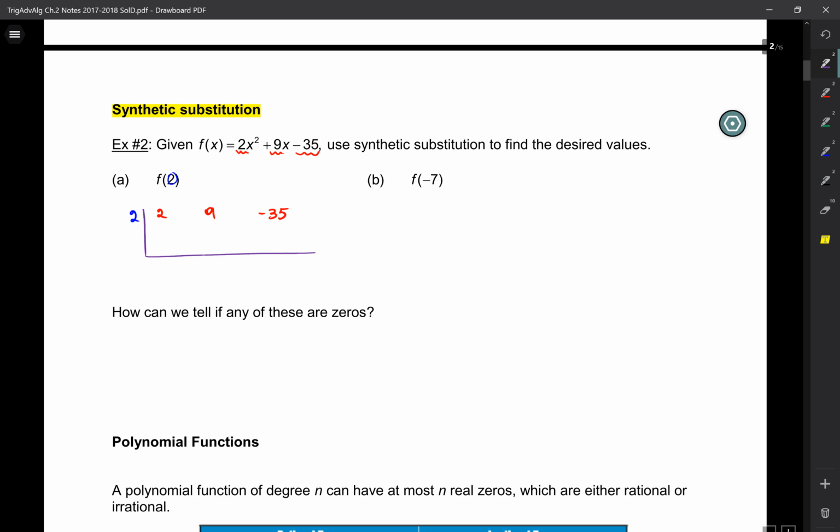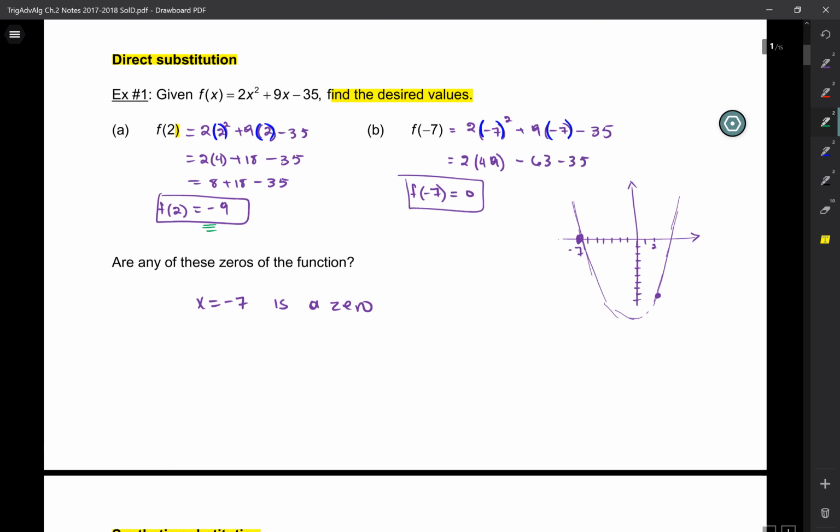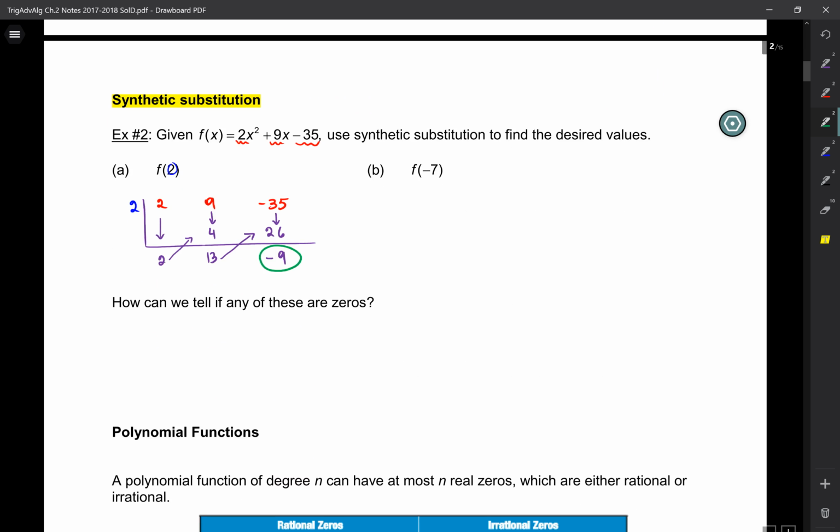Okay, so now here's what happens. The 2 comes down for free. Whatever makes it down to that bottom level gets multiplied by the number outside in the blue. So 2 times 2 gives you 4. You add this way, you get 13. You multiply, 26. You add, what do you get? Negative 9. What did we get before? Negative 9. So look here. When we did f of 2, do you see how we got negative 9? Well, we got negative 9 here. So this tells you f of 2 is equal to negative 9.